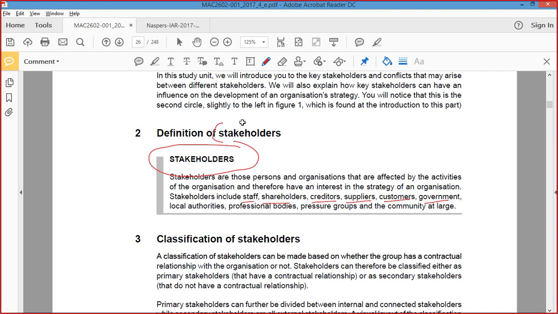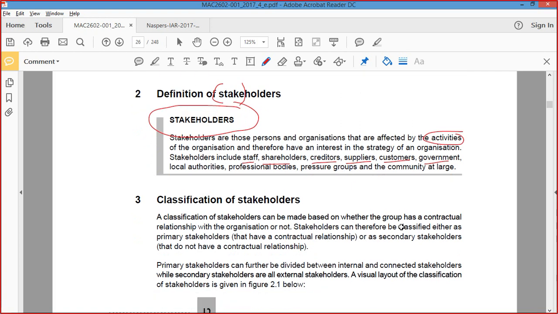Okay, so stake, just think about it as a stake. So you have something to lose. Okay, you have a stake in that particular business, or there's something that you're not going to get, or something that you'll lose or not gain by the events or the activities of a business.